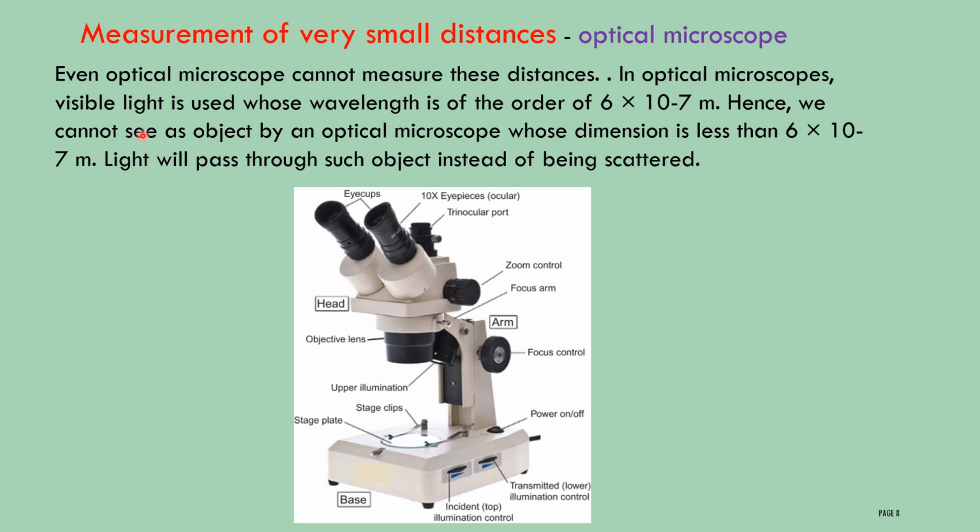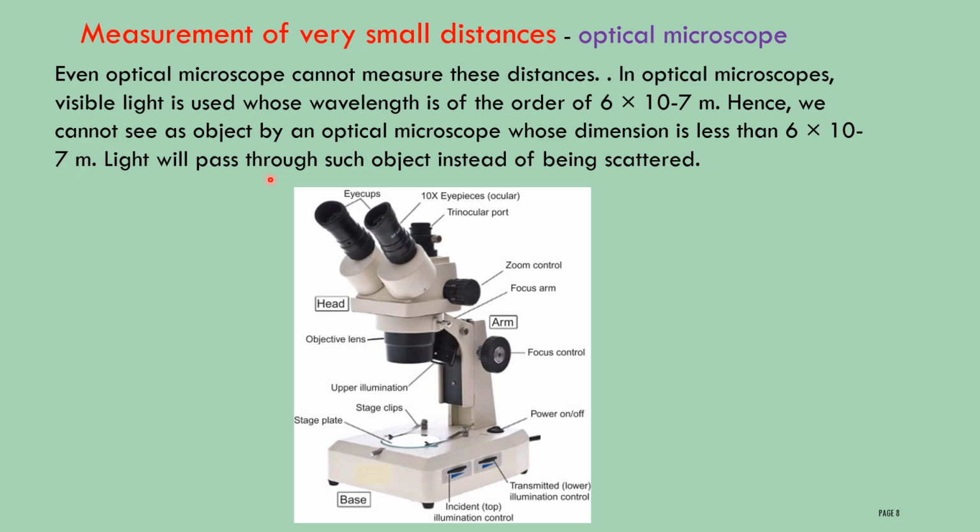Even an optical microscope cannot measure distances like the radius of an atom or the size of a molecule. In an optical microscope, we use visible light whose wavelength is in the order of 6 into 10 to the power of minus 7 meter. Here you have to remember, hence we can't see an object in an optical microscope whose dimension is less than 6 into 10 to the power of minus 7 meter.